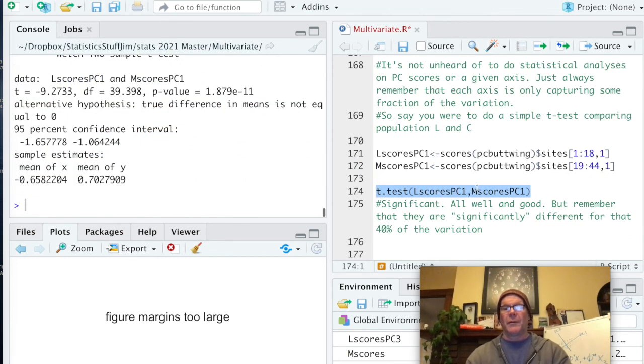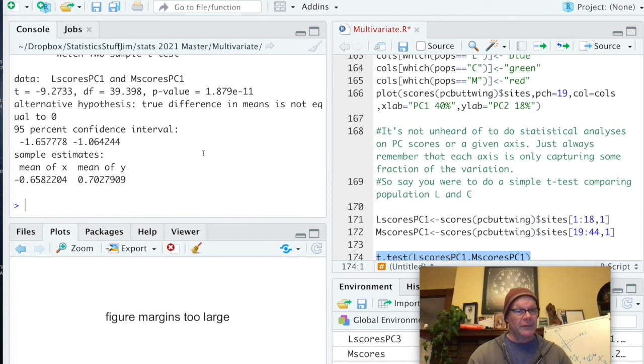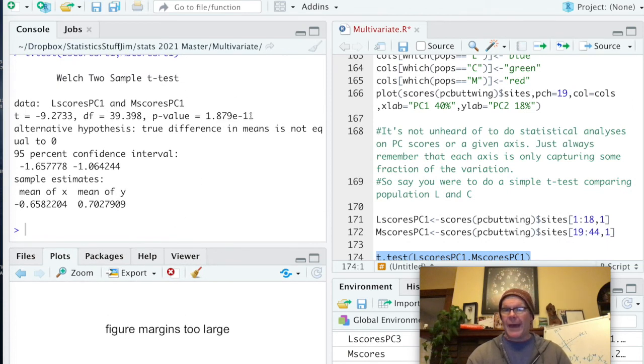There's nothing wrong with me doing a t-test, right? And look at that, it's significant. And that's totally fine. Nothing we have done is naughty. But what we have to remind ourselves of is that yes, they are significantly different from one another for the 40% of the variation that the first PC axis is describing. And that's the important thing.